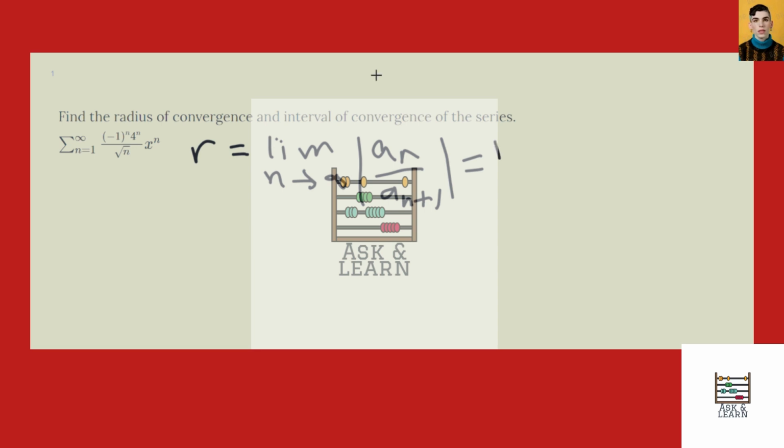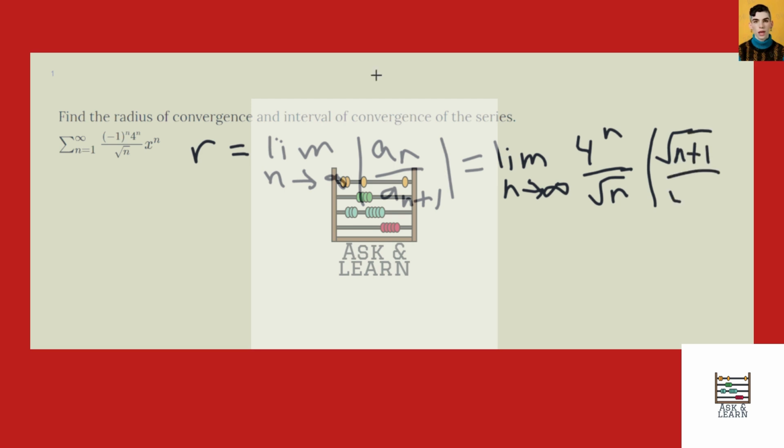So this is going to turn out to be the limit as n goes to infinity of 4^n over the square root of n. And then dividing by a_(n+1) is the same thing as multiplying by the reciprocal. So we get the square root of n+1 divided by 4^(n+1). 4^n divided by 4^(n+1) is just 1/4. So we have 1/4, and then we can combine these square roots.